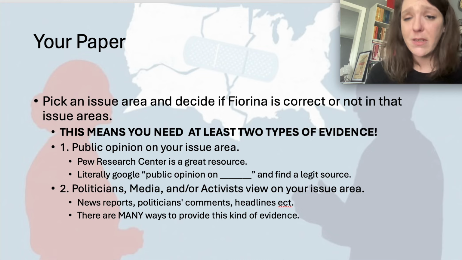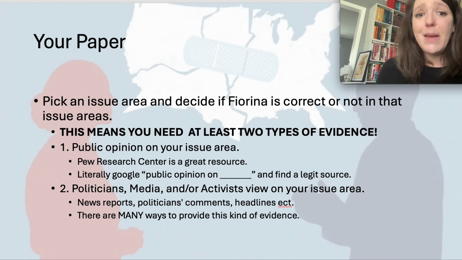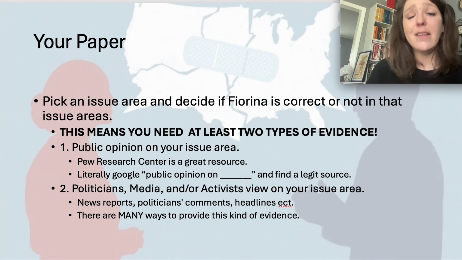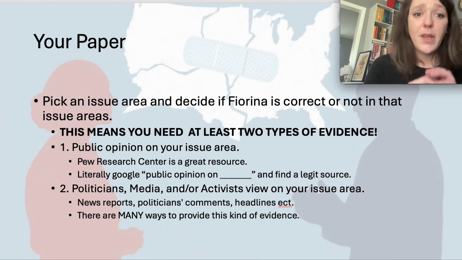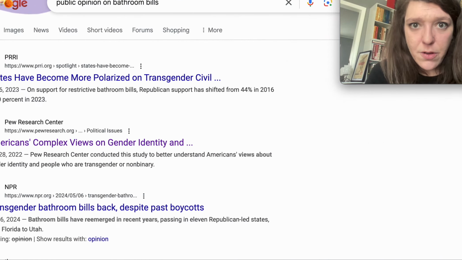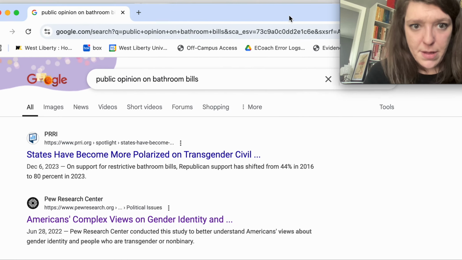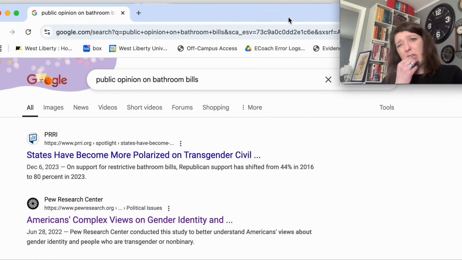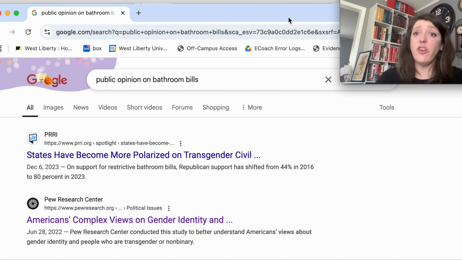And so with what we've done so far, there are 2 core pieces of evidence you're going to need. One, you're going to need public opinion on your issue area. All right, and this is easy to get. Pew Research Center is a great resource, but honestly, just Google public opinion on blank. So I think I could do this. I Googled public opinion on bathroom bills. So this is legislation that either supports or opposes letting transgender individuals use the bathroom that coincides with their gender identity.